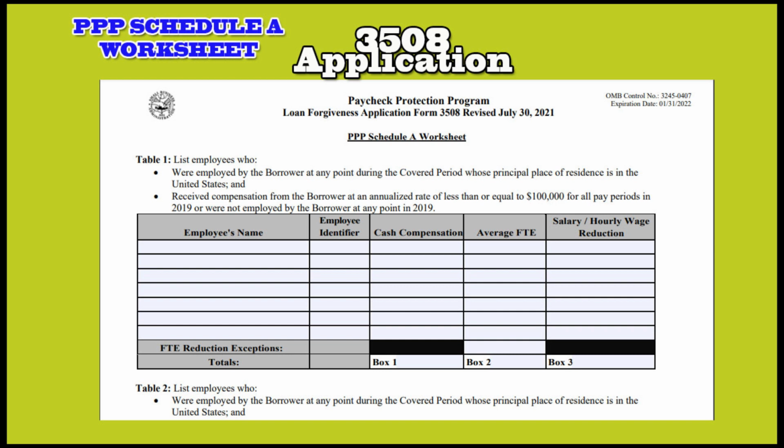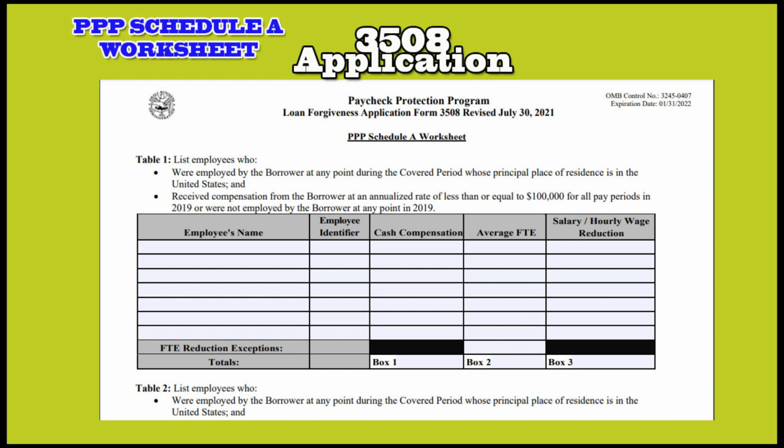So, the PPP Schedule A worksheet. This is where you're going to list your employees in table 1. Your employees that are making less than $100,000 per year. Okay? Less than $100,000 per year. So we're going to jump right into it. What you would do is, where it says employee's name, you will enter your employees. You will enter your employees only. You will not enter yourself.